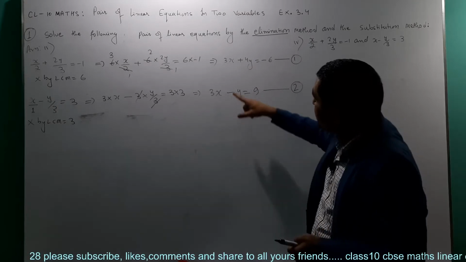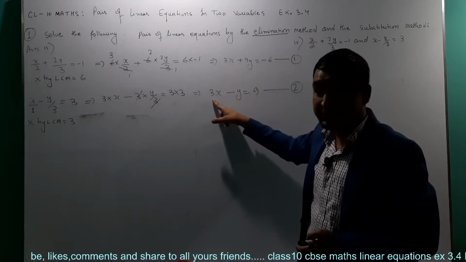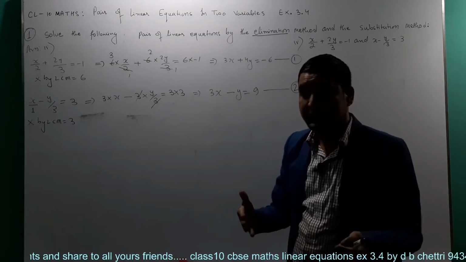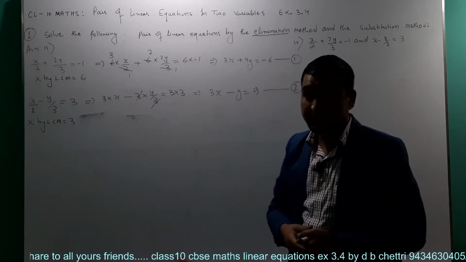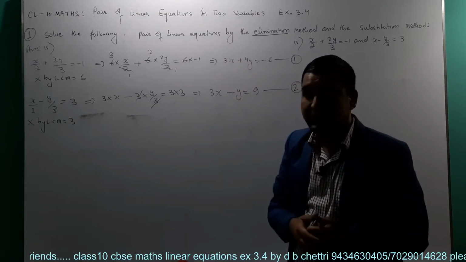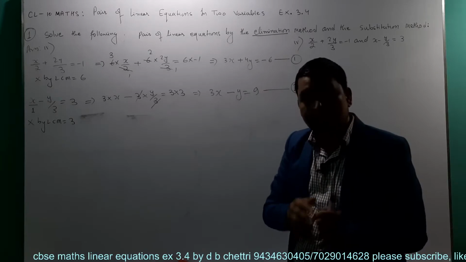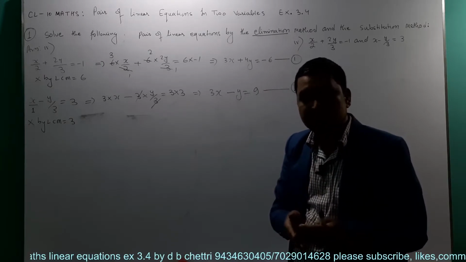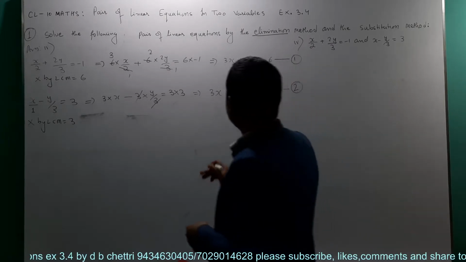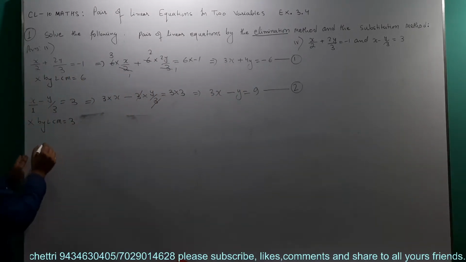Now look here, the coefficients of x are the same. That means we can do direct addition or subtraction. When to do addition? If their signs are opposite, do the addition to eliminate that variable. If their signs are the same, do the subtraction to remove it. If the coefficients are not the same, first make them the same. After making the coefficients the same, if their signs are opposite, do addition. If their signs are the same, do subtraction. Now look here, these two signs are the same. Let me write this equation together.